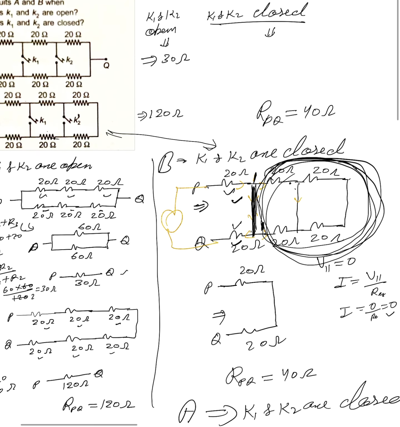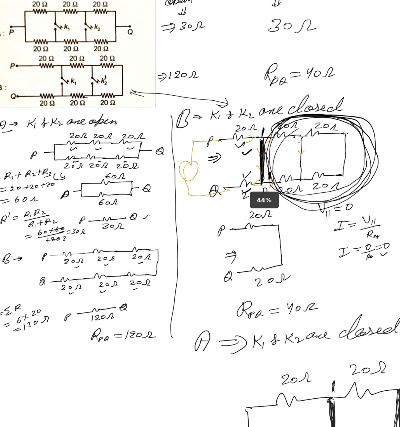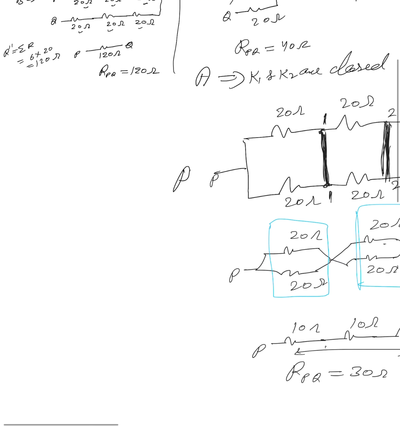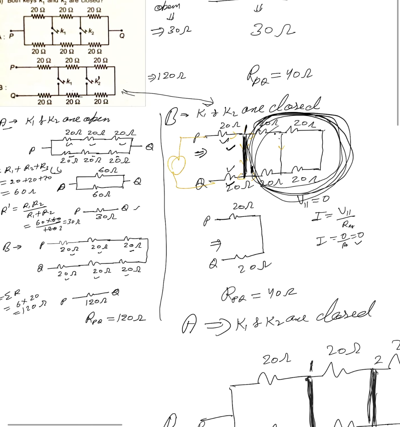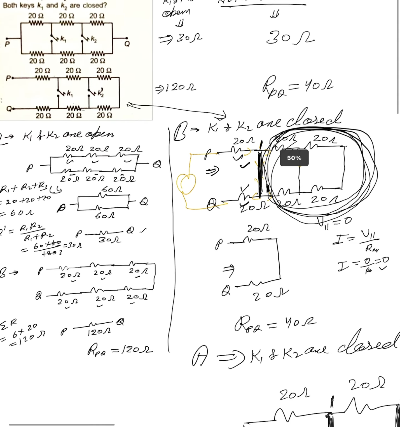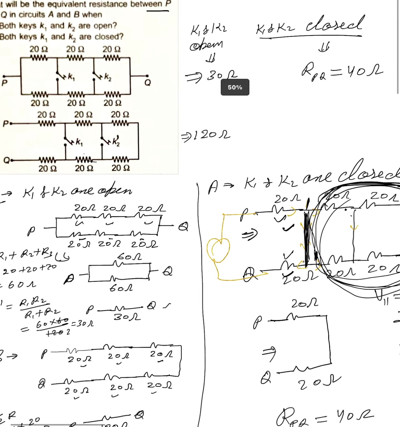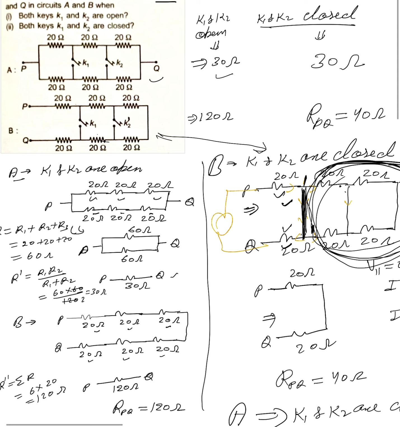So what about the answer? R of PQ is 30 ohm. Clear or not? That is 30 ohm. Okay, 20, 20, 10, 10, 10. So finally 30 ohm is the final answer. Okay, it means corresponding to the A part, if both K1 and K2 are open, then we got 30 ohm, and if K1 and K2 are closed, then also we got 30 ohm.